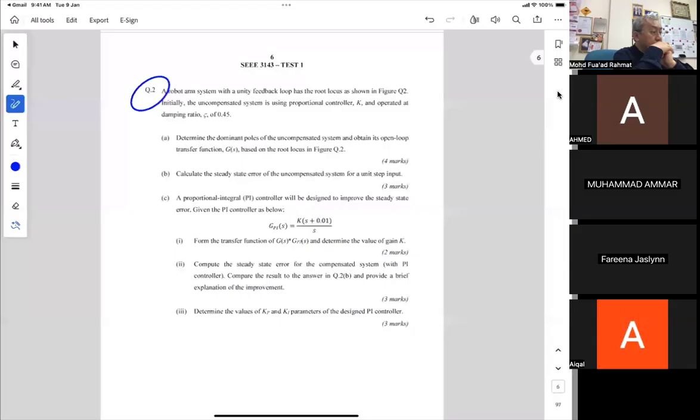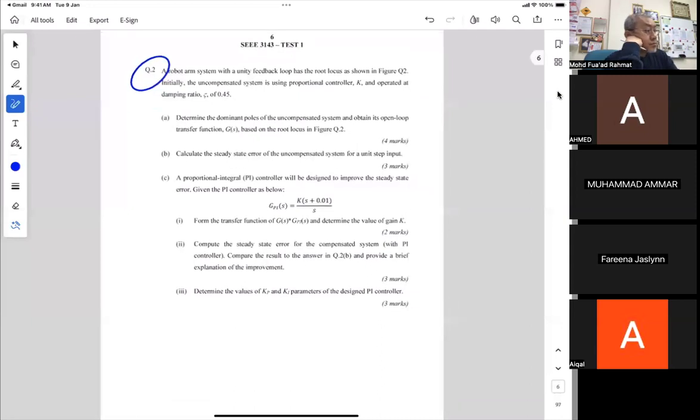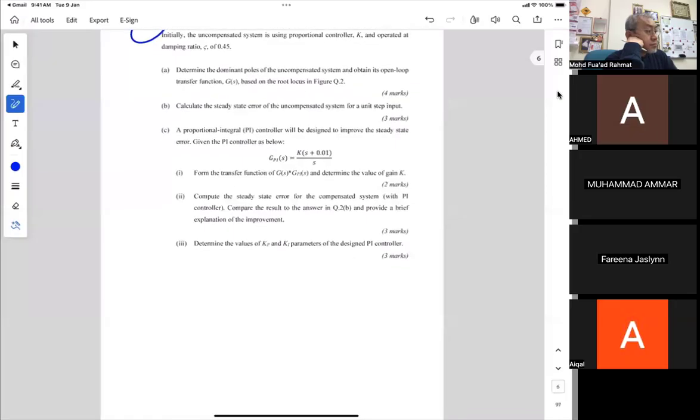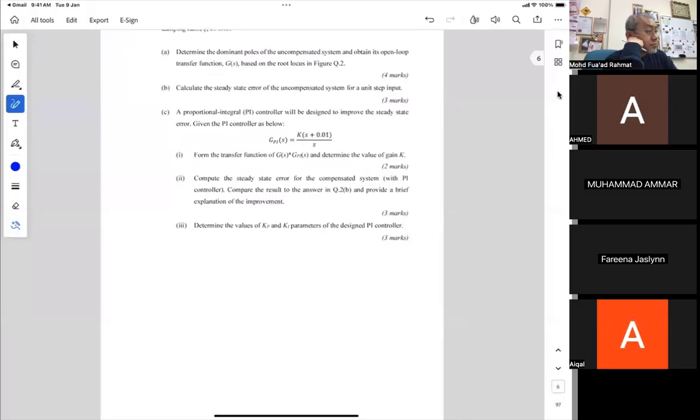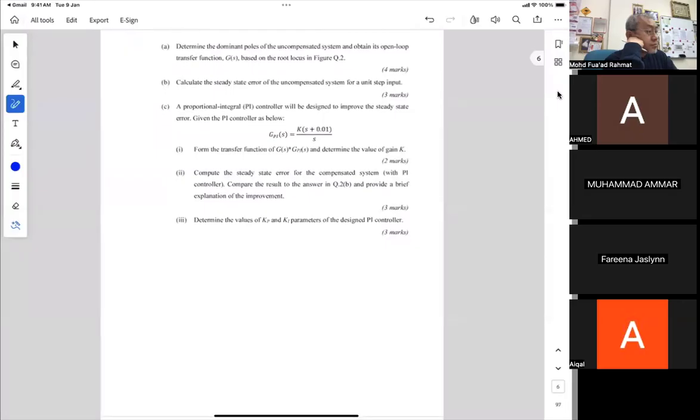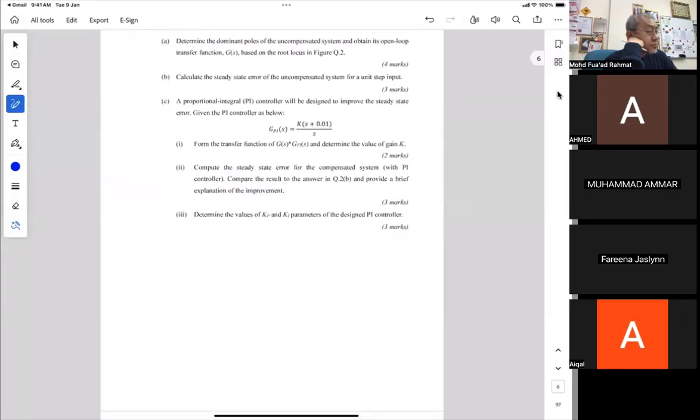C. A proportional integral PI controller will be designed to improve the steady state error. Given the PI controller as below, G_PI equals Ks plus 0.01 over s. Number 1. Form the transfer function of G(s) times G_PI and determine the value of gain K. Number 2. Compute the steady state error for the compensated system with PI controller. Compare the results to the answer in question 2b and provide a brief explanation of the improvement. Number 3. Determine the value of KP and KI parameters of the designed PI controller. Okay, thank you very much.